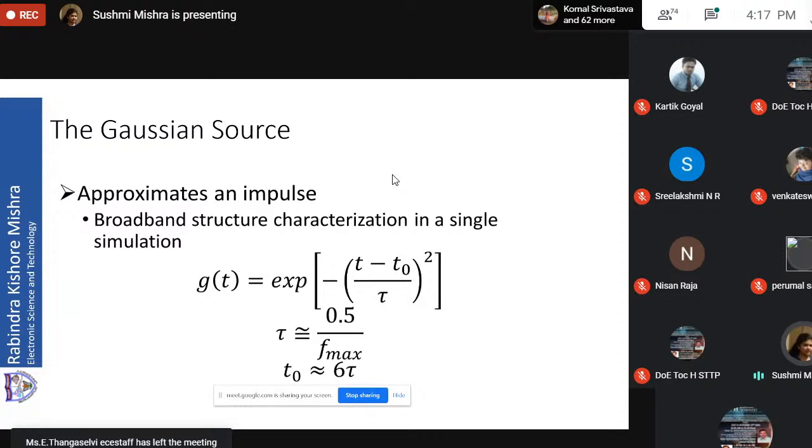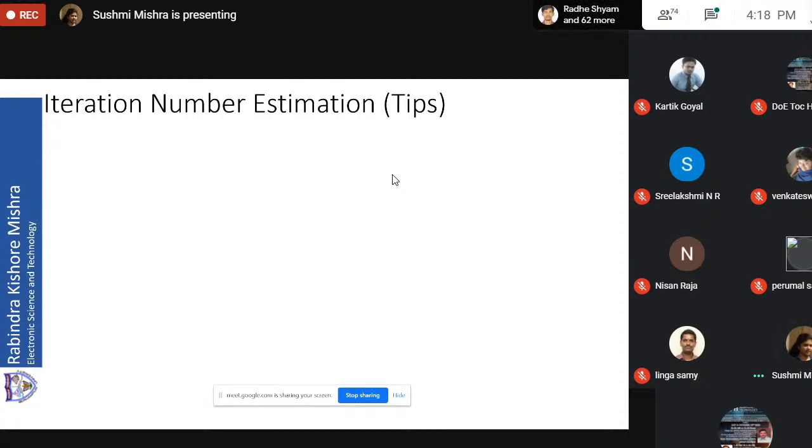And you know what is the form of a Gaussian source. Here, for the Gaussian source, tau is equal to 0.5 by f max. Remember this. This is a tip that you have to take: tau is equal to 0.5 by f max and t0 is equal to 6 tau. These are two tips that people have gained from their experience. We use that to simulate the Gaussian pulse.